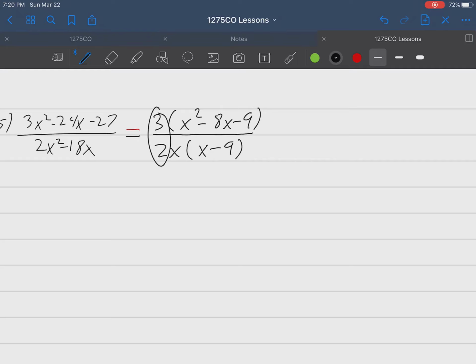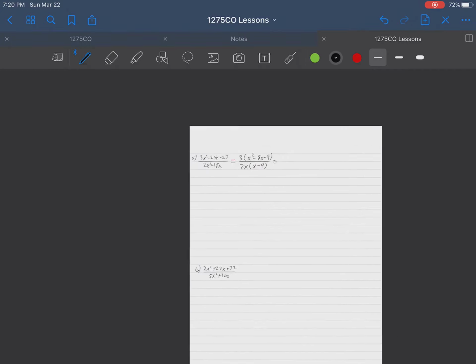So does anything cancel out? 3 over 2 does not cancel. There are no x's on top to cancel out with that x on bottom. And looking at the entire quadratic and the entire binomial, nothing there cancels. But if we focus on this a little more, x squared minus 8x minus 9, this quadratic that resulted after we factored out the greatest common factor, this is a factorable quadratic.